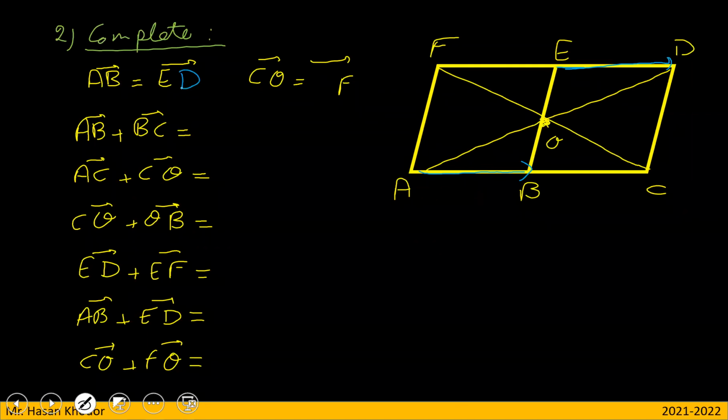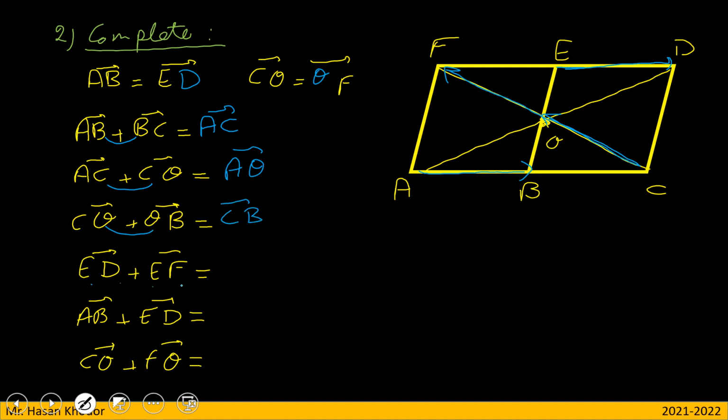Now, the vector CO is the same as vector what? OF, exactly. Now, AB plus BC gives what? AC. This does not need a figure. They are consecutive vectors, so I can directly say the answer is AC. AC plus CO, also consecutive. The answer is AO. CO plus OB, consecutive. The answer is CB.